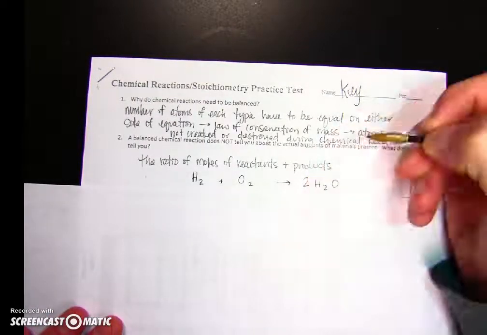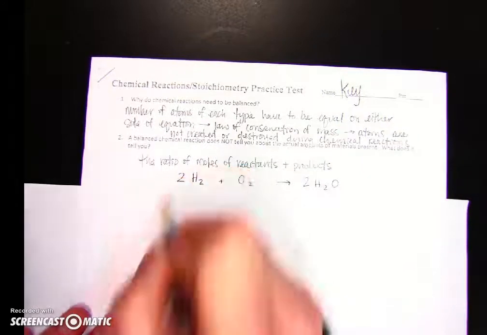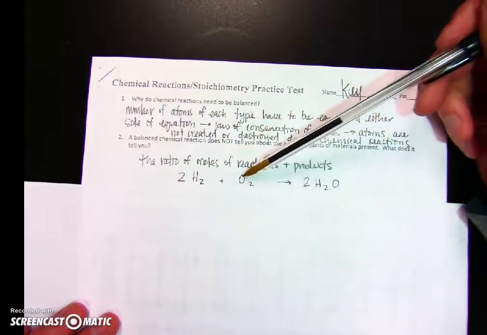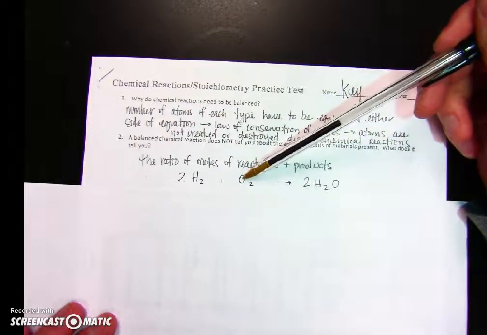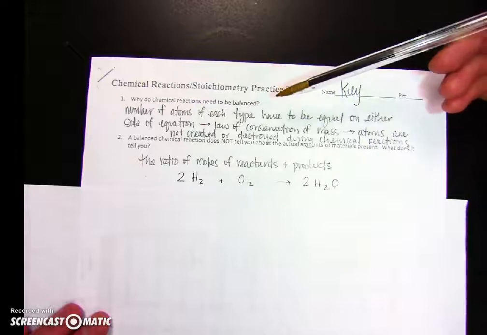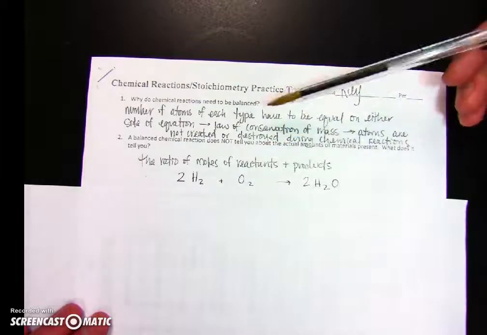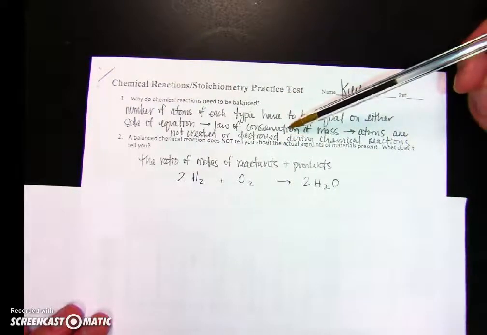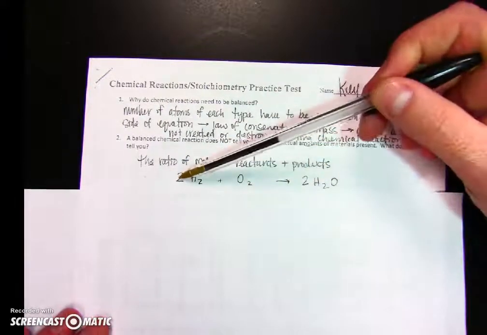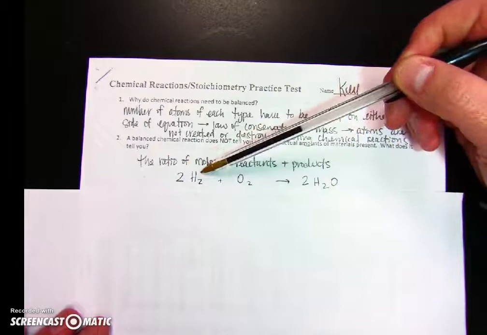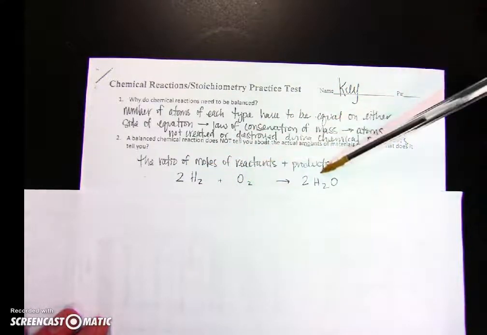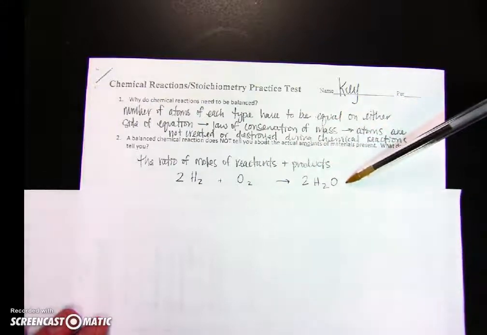And this balanced chemical reaction looks like this. The 2 in front of the hydrogen and the implied 1 in front of the oxygen are not the amounts you actually have in front of you per se, but instead it's the ratio in which they react. 2 moles of hydrogen molecules react with 1 mole of oxygen molecules to produce 2 moles of water molecules.